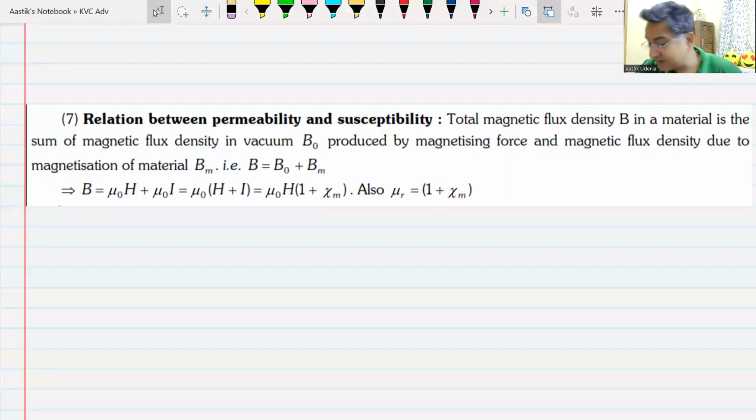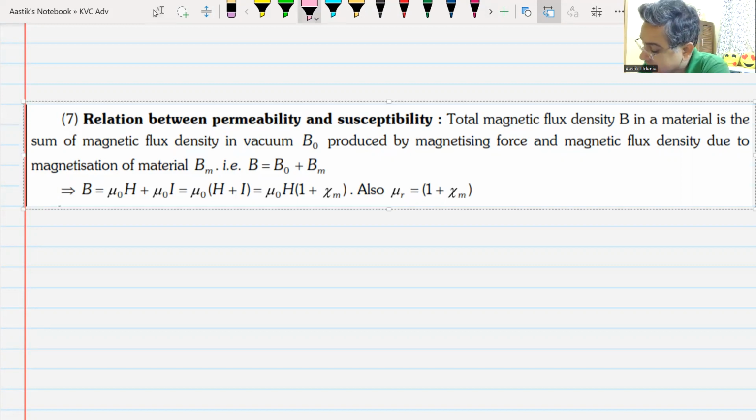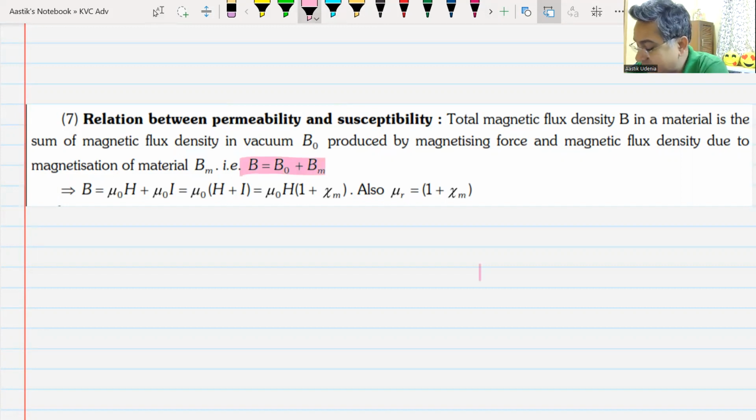Well then, remember this relation between all these terms. The total magnetic field is the sum of magnetic field in vacuum produced by the magnetizing field and magnetic field due to the magnetization of the material. This is same as when you had put an external field E naught. Do you remember this? Then you had a field inside the dielectric and you had the net field. Do we remember this?